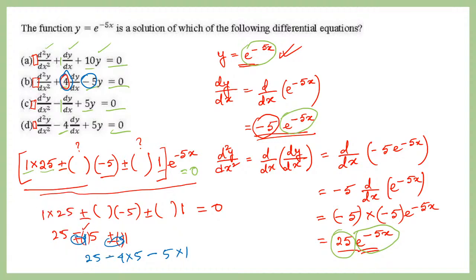It's minus. So 25 minus 4 into 5, we are taking the first option, not the second one. So 25 minus 4 into 5 minus 5 into 1, that is equal to 0, right? So the coefficients of dy/dx and d2y are this option B, that is plus 4 and minus 5. So this is our required equation, right?